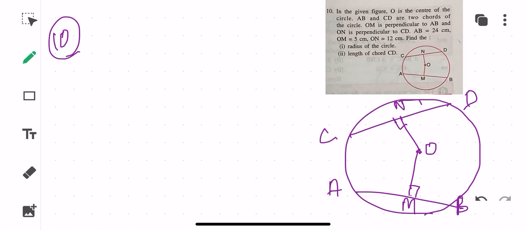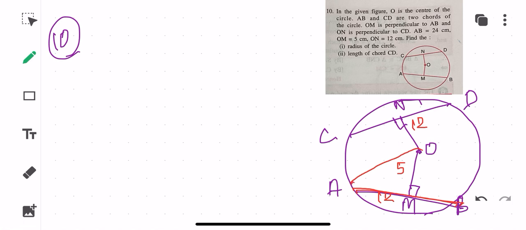Okay, now AB is equal to 24, and OM is equal to 5. So OM they have given as, I'll write down with this pen children, 5. And then ON has been given as 12. Find the radius of the circle, and further you have been given that AB is equal to 24 centimeters. So it is understood children, if this is 24, this AM will be equal to 12. Anyways, we will be writing this. So here you have to find out the radius.